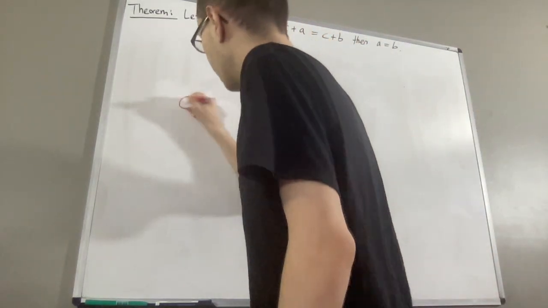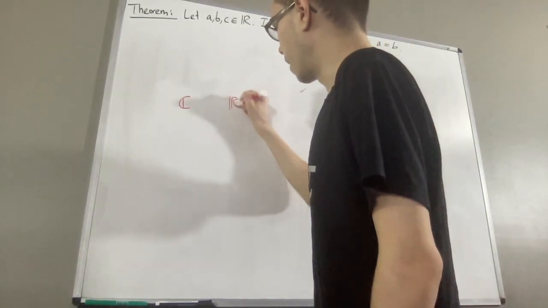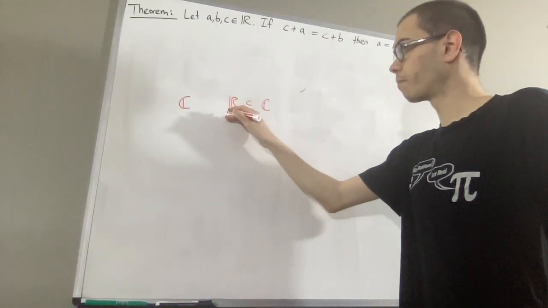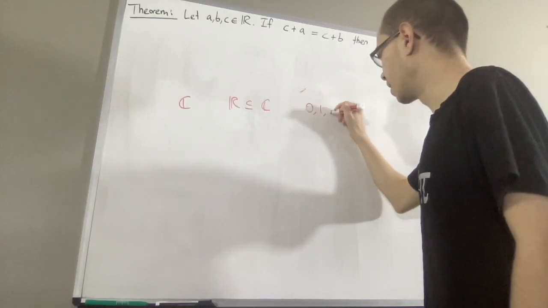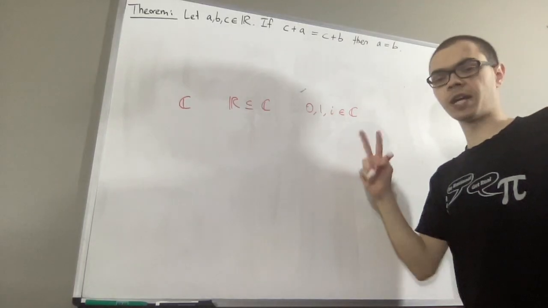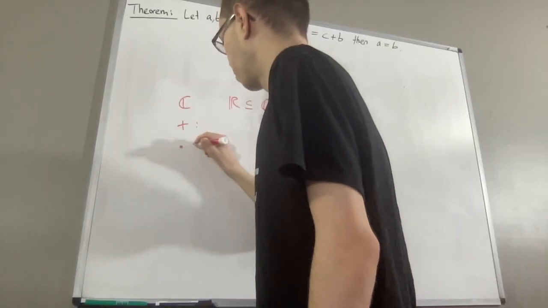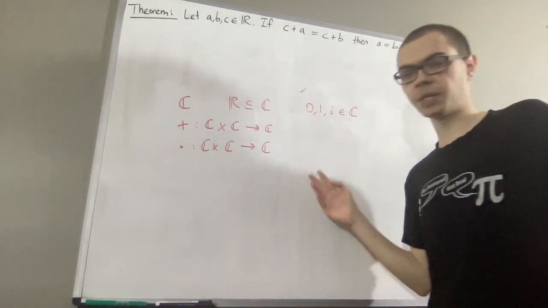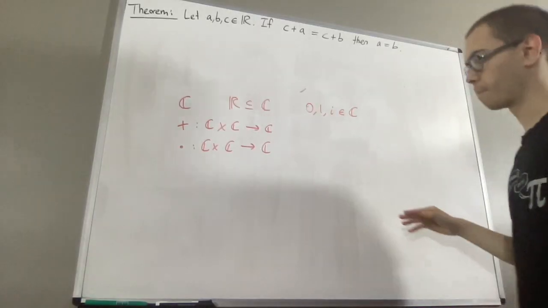We are given a set C called the set of complex numbers. We're given a subset of the complex numbers R called the set of real numbers. And we're given three elements of the complex numbers: 0, 1, and i. We're also given two binary operations on the complex numbers: addition and multiplication. So that means given any two complex numbers, a and b, a plus b is a complex number, and a times b is a complex number.